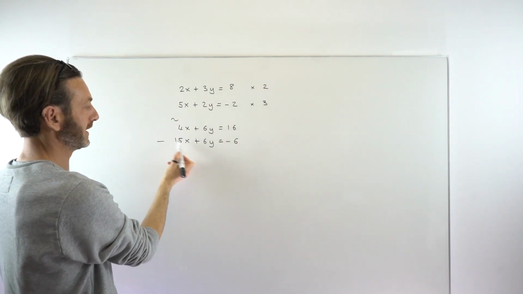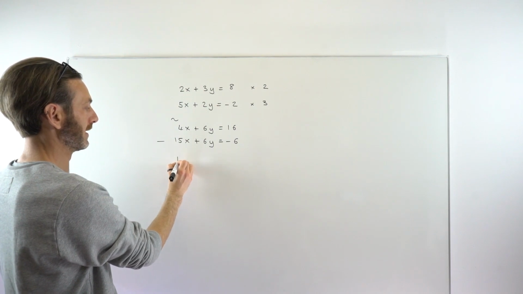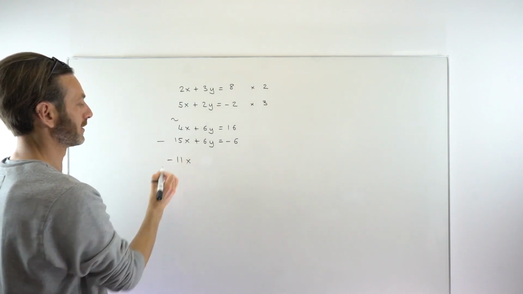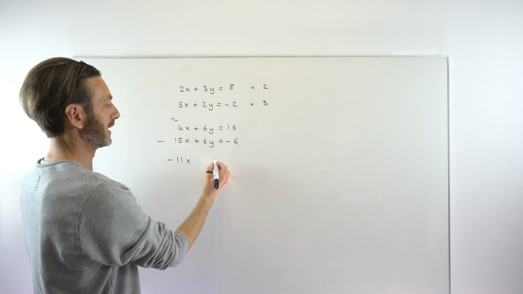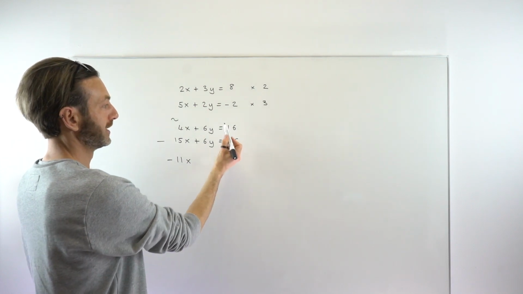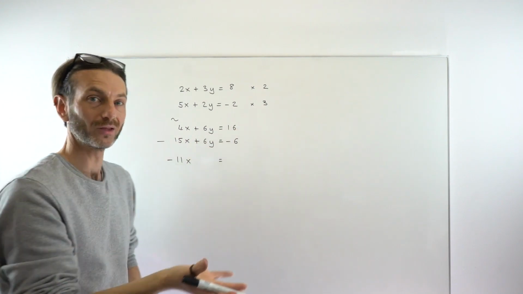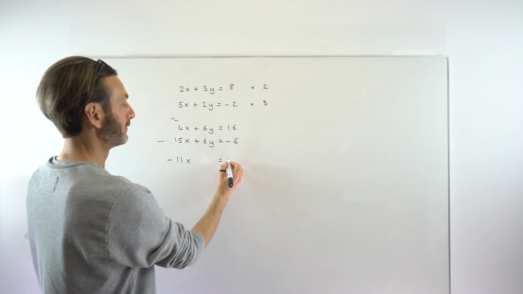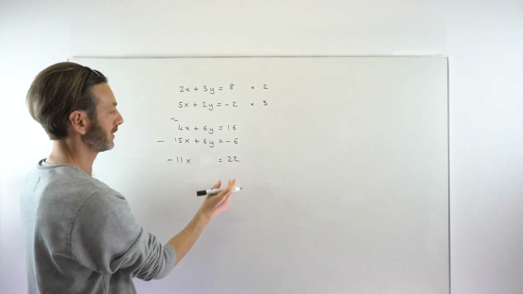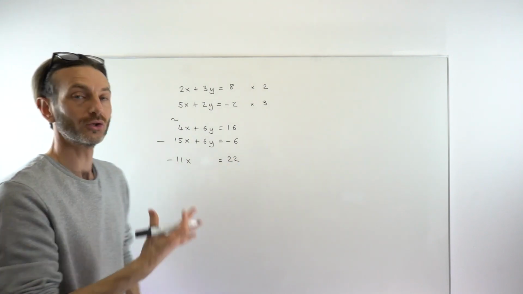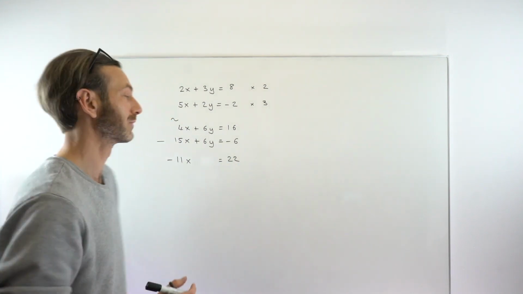So 4x minus 15x is going to give me minus 11x. These two are going to eliminate, and then on the other side I've got 16 minus 6, so it's going to be 16 plus 6, a double negative, so watch out for that. That's going to end up being 22. And notice that these numbers, 22 and 11, do actually divide, so it's a good sign that we've done this correctly.